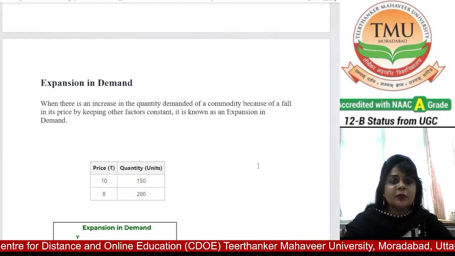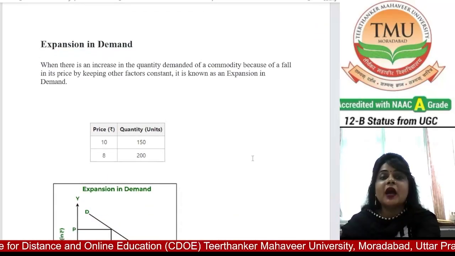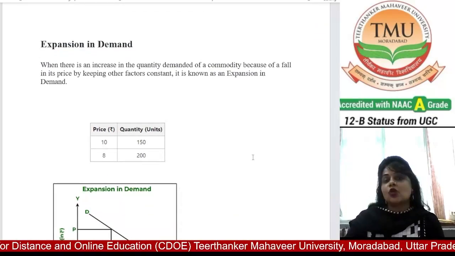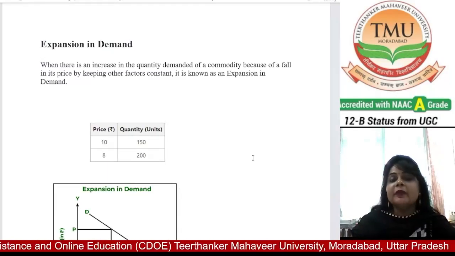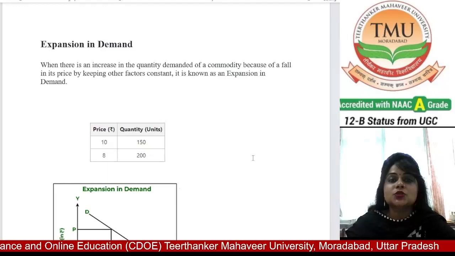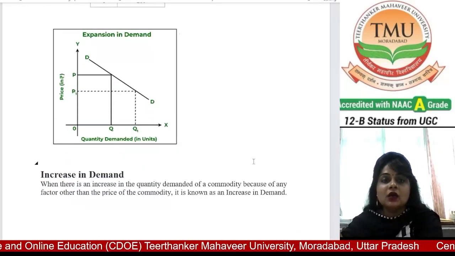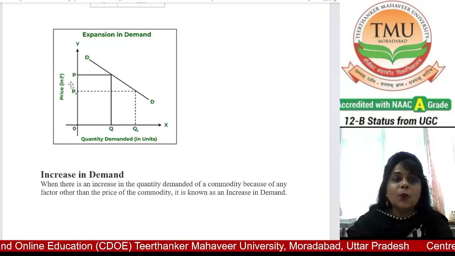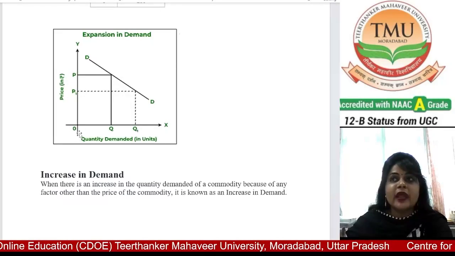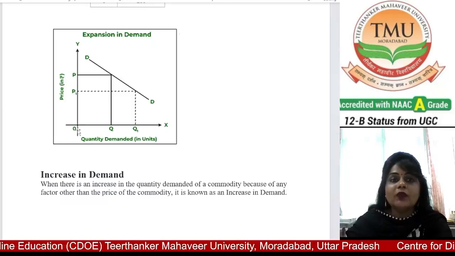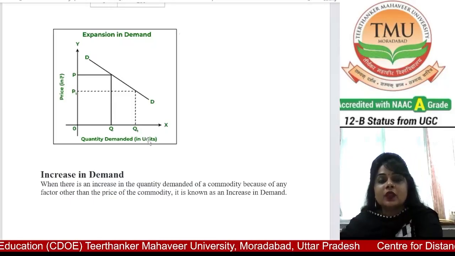Now, expansion of demand, its meaning, as you see in the schedule, when the price is 10 rupees, the quantity demanded is 150. And when the price decreases and becomes 8 rupees, the demand is 200. Now, you can see in the figure also, when the price is OP, the quantity demanded is OQ, and the price decreases and becomes OP1, the quantity demanded becomes OQ1.